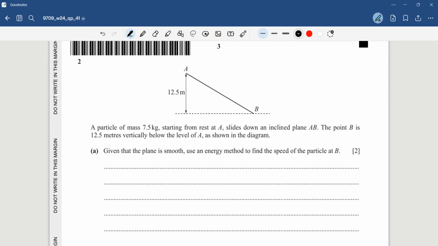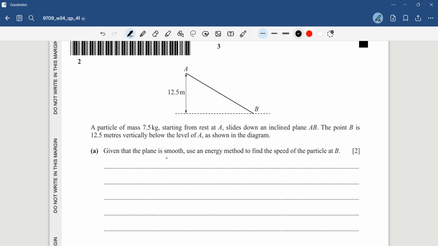Okay, question number 2. A particle of mass 7.5 kg, starting from rest at A, slides down incline AB. Point B is 12.5 meters vertically below A. So it's something like this.